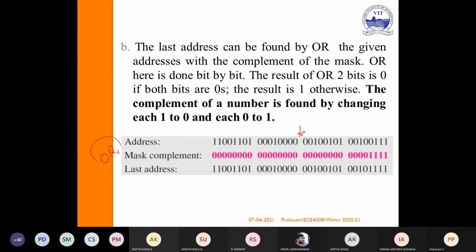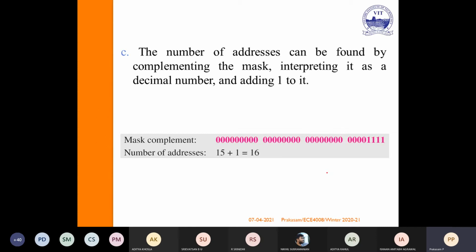The OR between the address and the complemented mask gives this. This is nothing but the last IP address, 205.16.37.47. Convert this into dotted decimal and you will get the last IP address. Then similarly, the number of addresses is very simple. It can be found by complementing the mask and interpreting it as a decimal number. This is 15, so plus 1, that is 16.